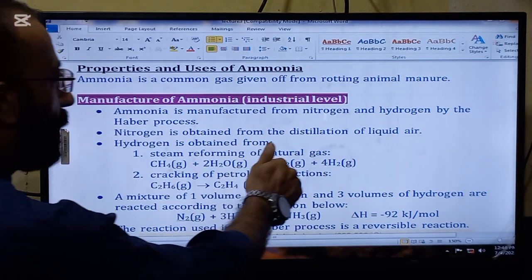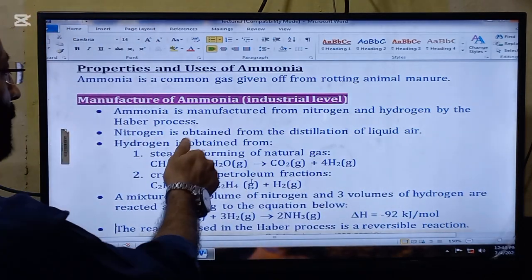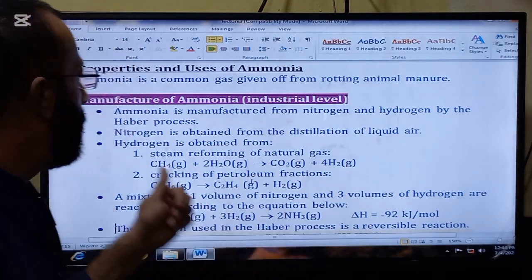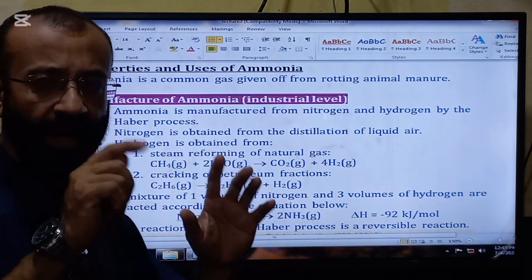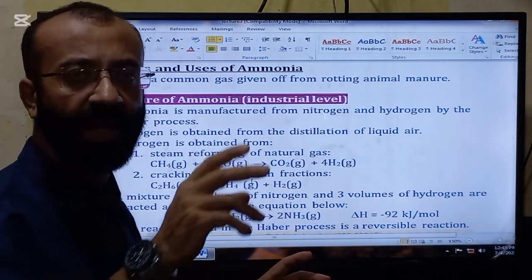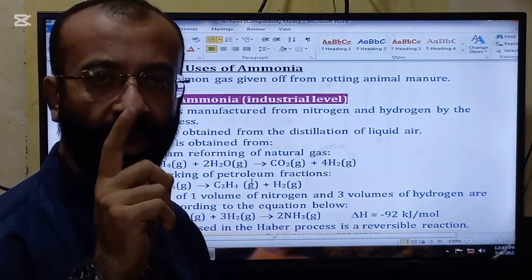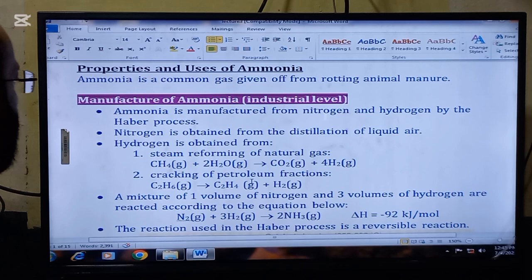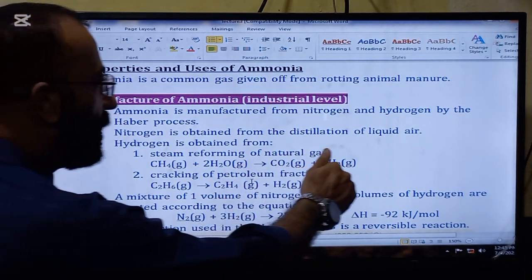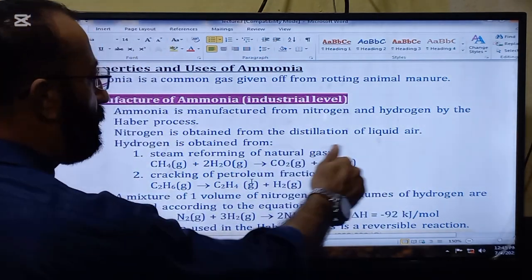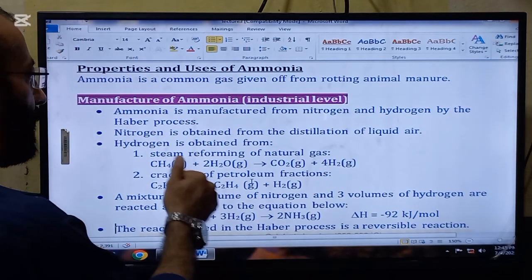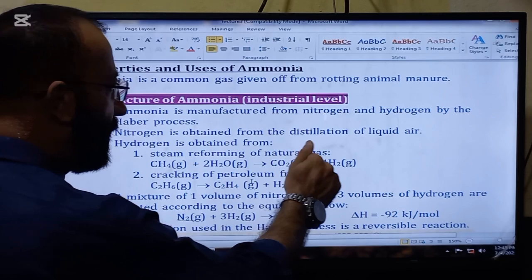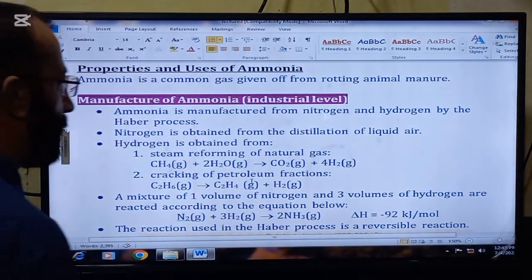Ammonia is manufactured from nitrogen and hydrogen by the Haber process. So the first thing that you have to remember, the process is called Haber process, and definitely NH3 is obtained by the combination of N and H, that is nitrogen and hydrogen. Nitrogen is obtained from the distillation of the liquid air. So this is the process by which we will obtain nitrogen. So read it again, obtained from the distillation of the liquid air.